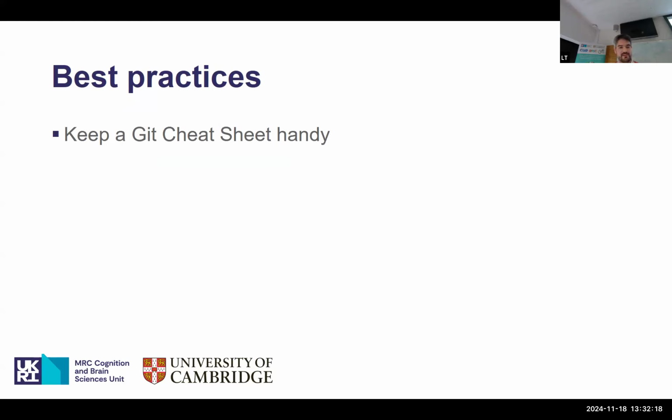And then some of my best practices: keep a Git cheat sheet handy, or Stack Overflow. Nowadays, ChatGPT, it's not a shame to look this up. There are hundreds of Git commands. Once again, 95% of the time, you're going to use git status, git add, git commit. But if you want to do something more elaborate, then you have to look it up.